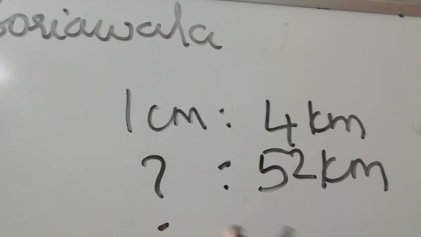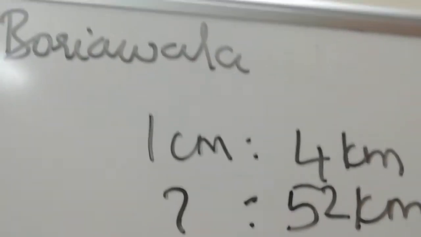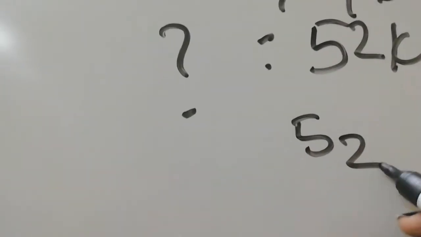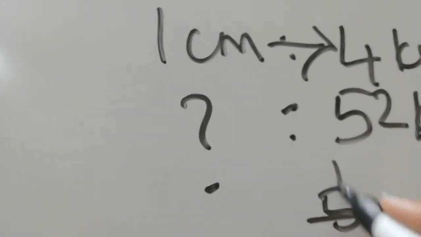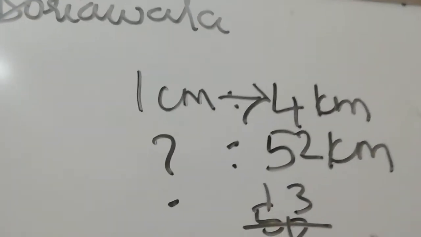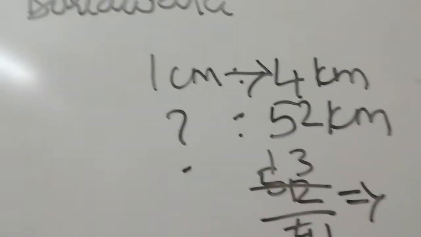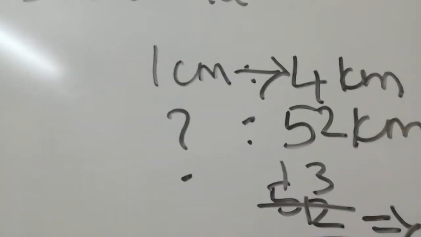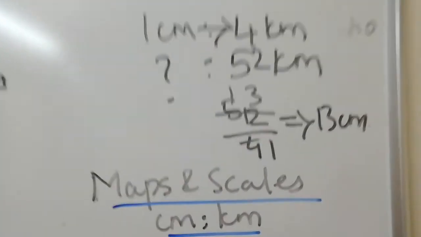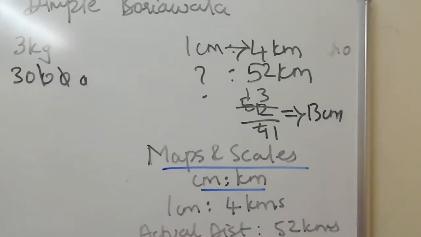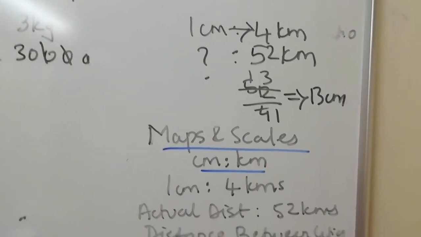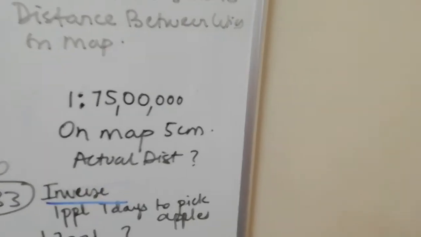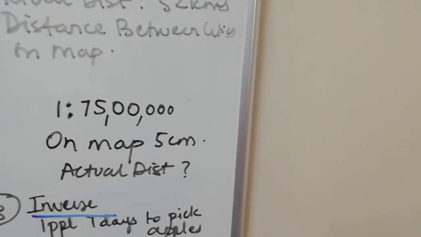So cross multiplication again, 52 times 1 is 52, and the opposite number is always divided. So 52 divided by 4. 4 ones are 4, 4 threes are 12. So on the map, it will be represented as 13 centimeters. Are you all with me? Correct? Next question. They have said on the map it is 1:75 lakhs.